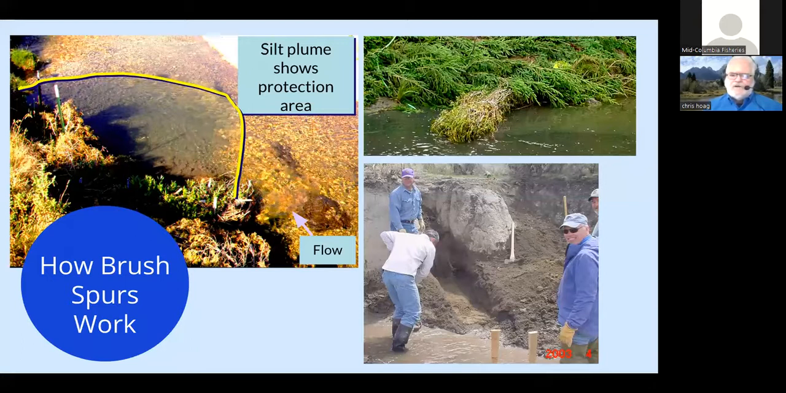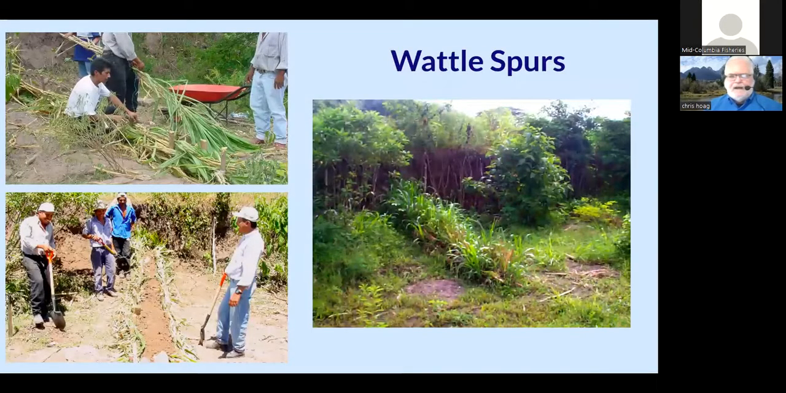This one just shows how the spurs work. So when the water comes down, it redirects the water out away from the bank, and then it will come back in again up to 3 to 4 times its length. And then you can see the sediment deposited on the bed below the spur. Another one, the spur up above. And here what we did is we actually used Wattle Spurs, and we built Wattles to give us a spur. And then you can see the growth of it on the right side.